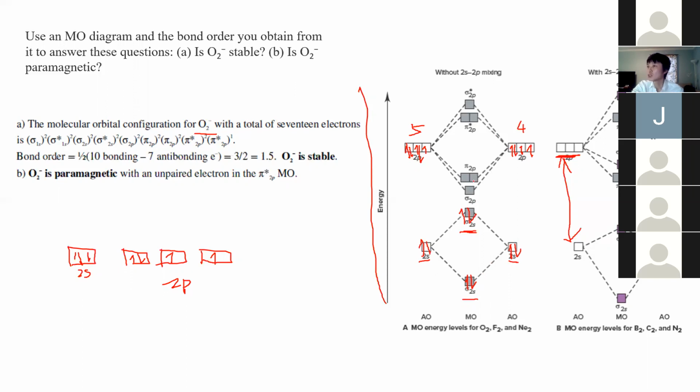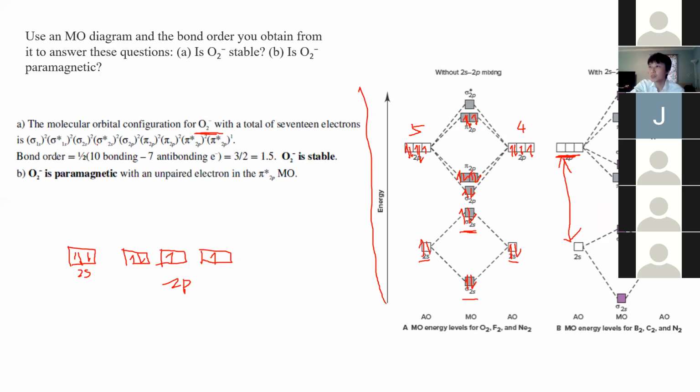So we just follow this order. We have 2 here and 4 here, so that's 6. Then 7. Remember we fill 1 in each orbital first and then start to pair them up. So 1 more goes here. One of the pi 2p antibonding orbitals will have 2 electrons and the other one will only have 1. So that's the molecular orbital diagram for this species.